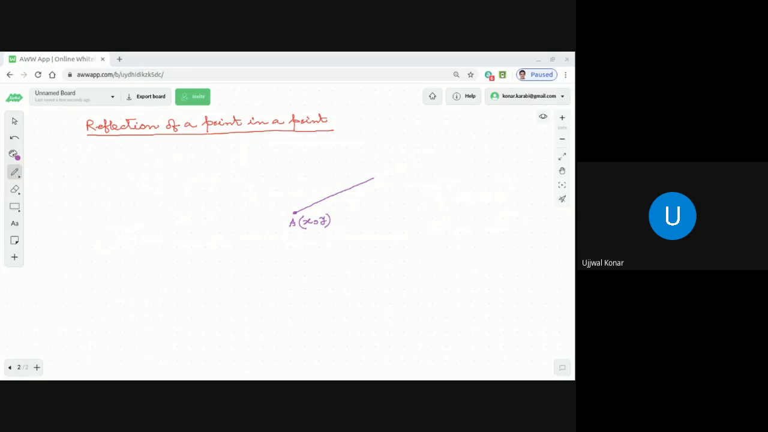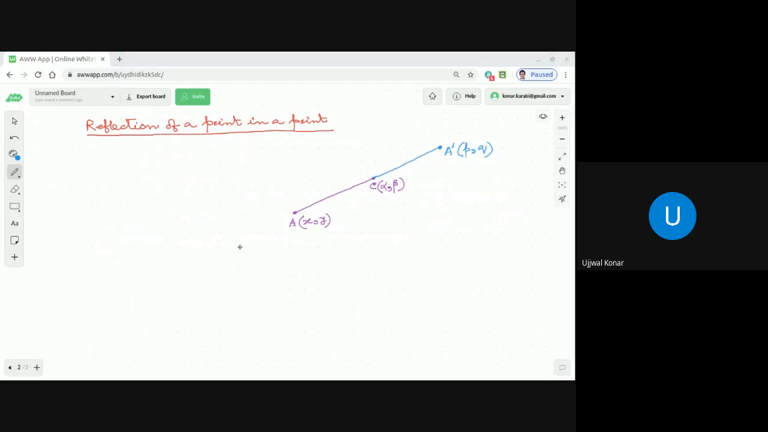Now, dear students, what we are interested to find is the reflection of this point A in the point C. Where is the point C? Point C is here, and let's consider its coordinate is alpha comma beta. Now, what will be the reflection of this point A in the point C? It should be somewhere here. Let me draw the diagram in a straight line properly. Suppose this reflection point is A dash, and let's consider its coordinate be P comma Q.